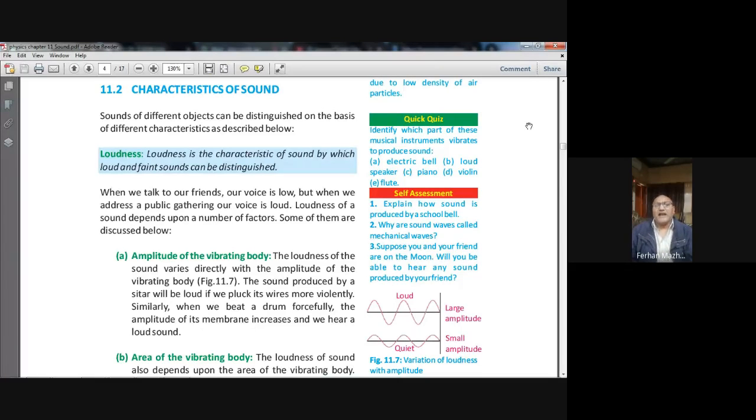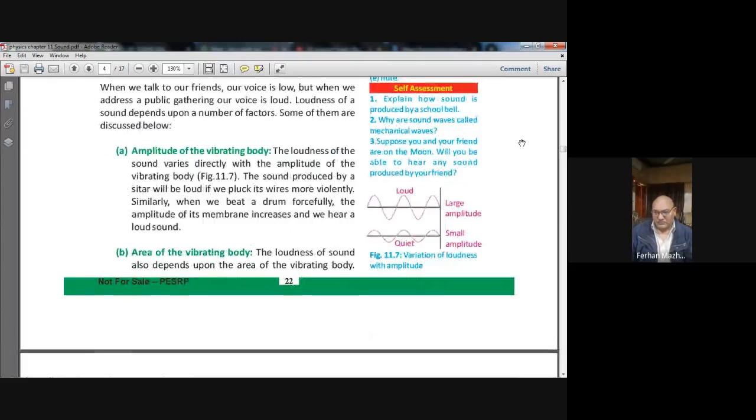Another factor on which the loudness depends is the area of the vibrating body. If the area of the vibrating body is larger, the sound will be louder. If the area of the vibrating body is smaller, the sound produced will be fainter.